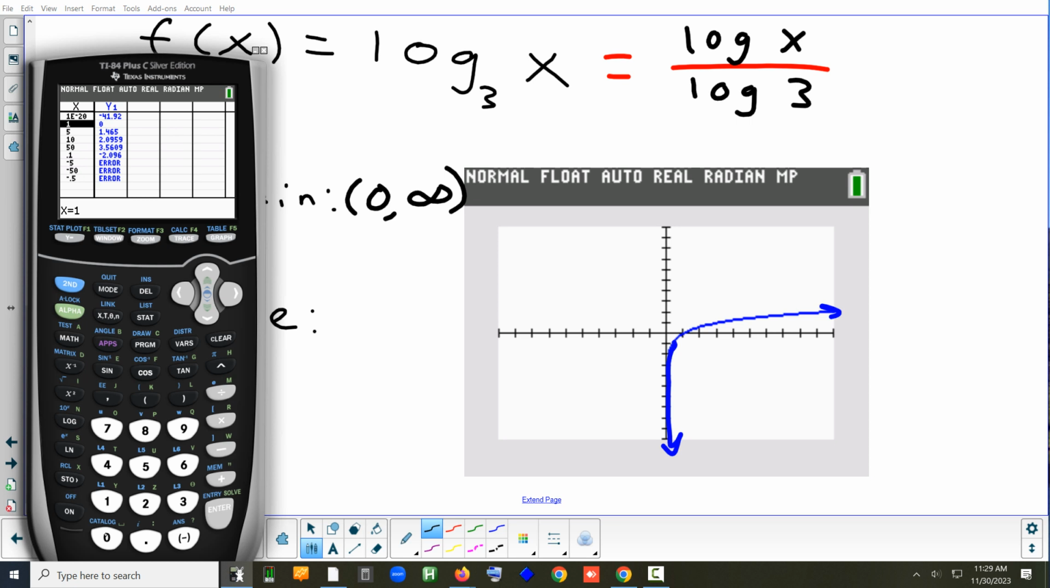If you plug in 0, that's a problem. You're going to get an error because you just can't do 0. And you can't do negatives either. If you could do 0 and negatives, the graph would be curving to the left, and it's not. So it's just getting more and more vertical. It's as steep as you can possibly be without being vertical.